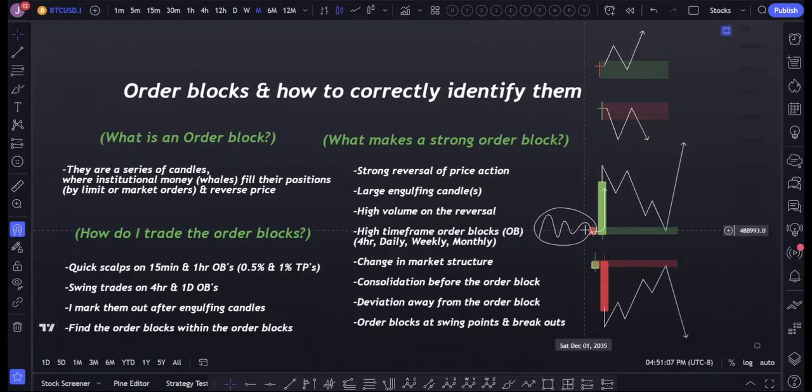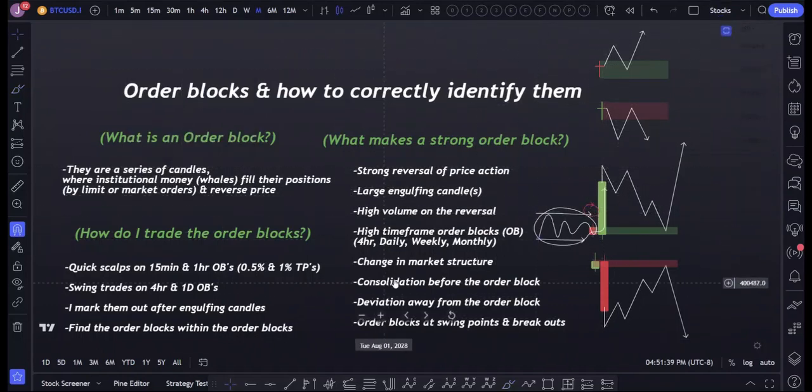Deviations away from the order block, which essentially means an engulfing candle, one or more, and order blocks as swing points and breakouts. So this would be an example of an order block at the low. In the case of a breakout, essentially what we would want to see is, if this was our consolidation range right here, let's say the order block was right in there. I know that's an order circle, but let's just assume it's an order block, and we would want to see the breakout happen right there.